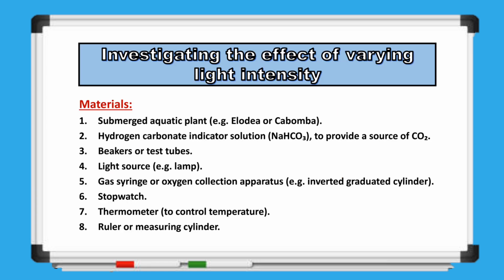We will need the following: a submerged aquatic plant, such as a lodi or kabomba, a hydrogen carbonate indicator solution, which provides carbon dioxide and changes color based on carbon dioxide levels, a beaker or test tube to hold the plant and the solution, a lamp or a consistent light source to change light intensity, a gas syringe or an inverted measuring cylinder to collect and measure oxygen, a stopwatch to time the experiment, a thermometer to ensure temperature stays the same, and a ruler to measure the distance between the lamp and the plant.